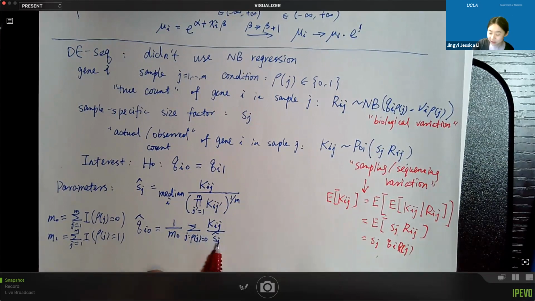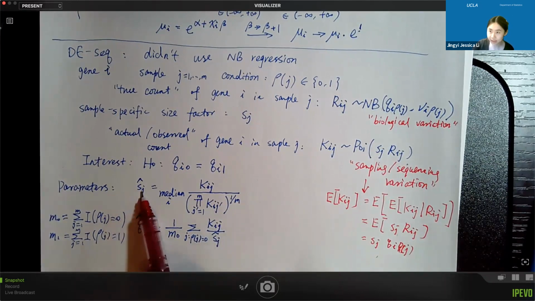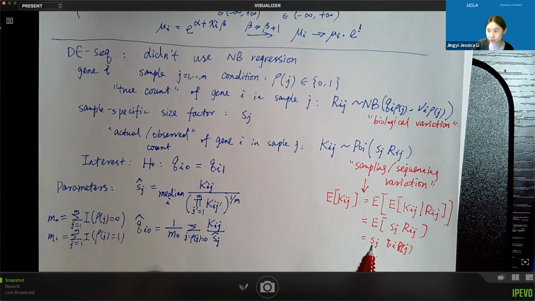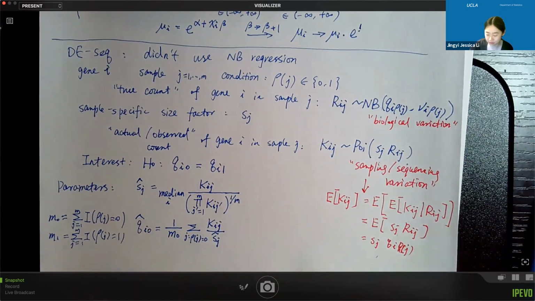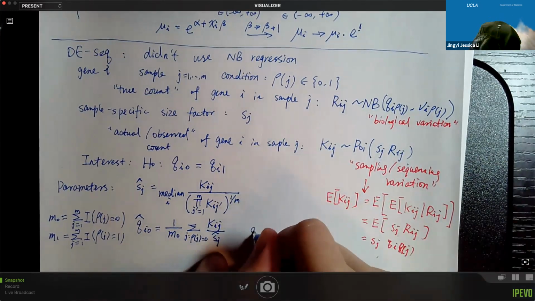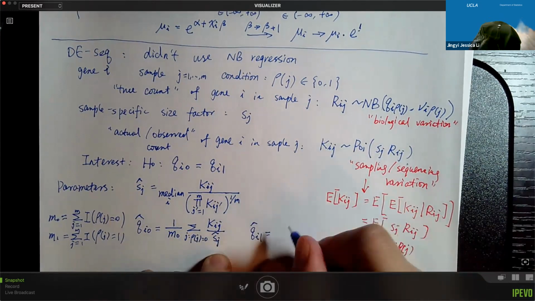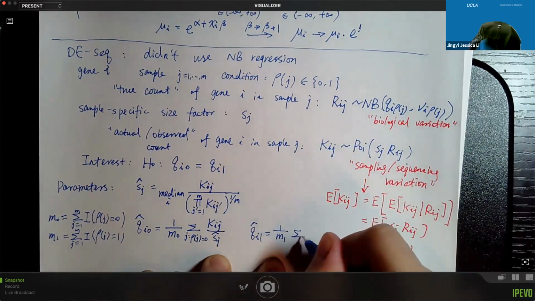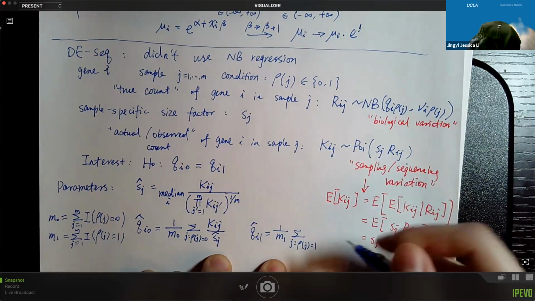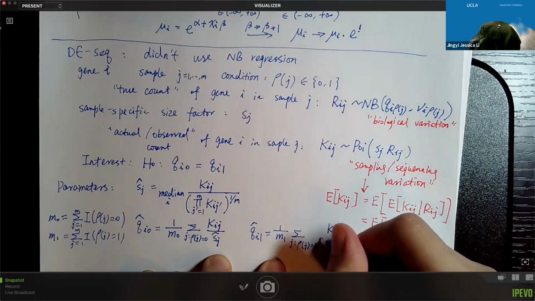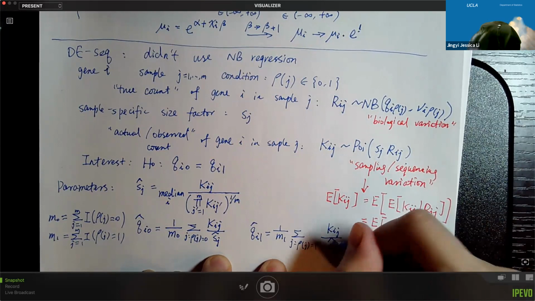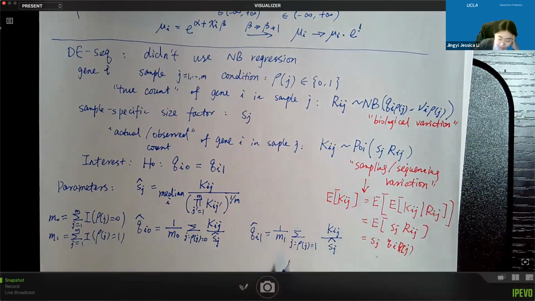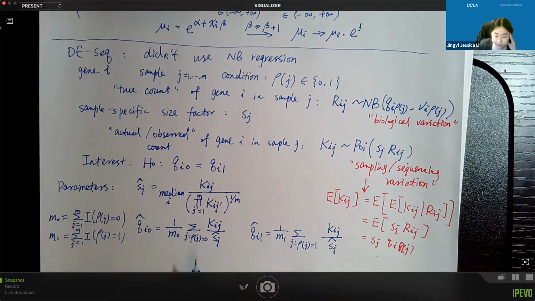But the thing is that they are ignoring that Sj hat is what we estimated. They're treating this Sj hat as Sj, as the known Sj. That's the approximation they make here. And similarly, they do that for condition 1. So Qi1 hat, the estimate, is 1 over M1 times the summation for j such that rho j equals 1 of Kij over Sj hat, the same thing. It's for a different group of samples. Okay, the estimated mean is this.